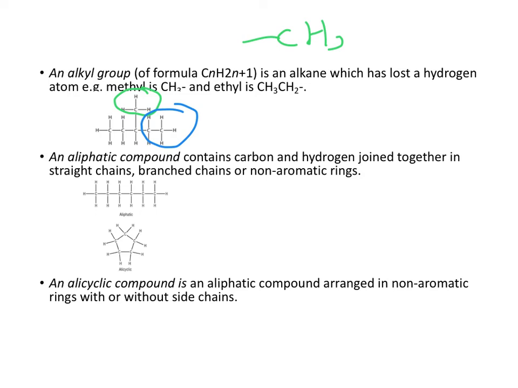An aliphatic compound contains hydrogen and carbon joined together in straight chains, branch chains, and non-aromatic rings. We'll look at what aromatic means in a minute. So that would be an example of an aliphatic. An alicyclic has just the same, but they are arranged in a ring at some point, with or without side chains.